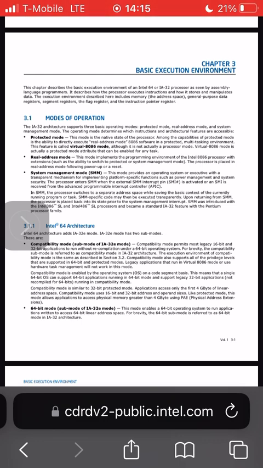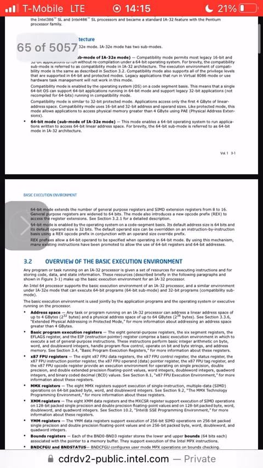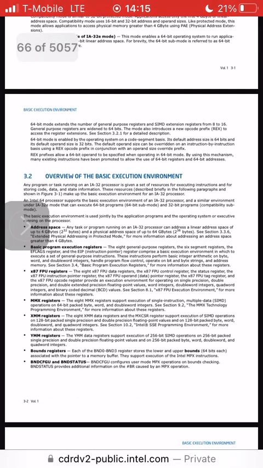YMM registers. The YMM data registers support execution of 256-bit SIMD operations on 256-bit packed single precision and double precision floating point values, and on 256-bit packed byte, word, double word, and quad word integers. Bounds registers. Each of the BND0 through BND3 registers stores the lower and upper bounds, 64 bits each, associated with the pointer to a memory buffer. They support execution of the Intel MPX instructions. BNDCFGU and BNDSTATUS. BNDCFGU configures user mode MPX operations on bounds checking. BNDSTATUS provides additional information on the #BR caused by an MPX operation.